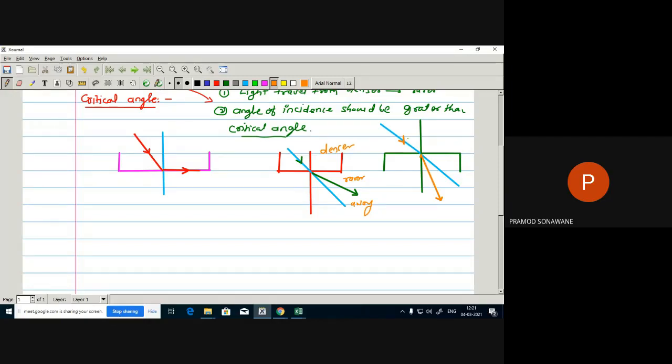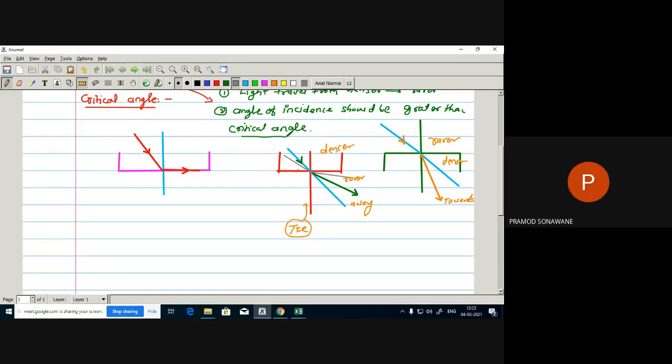When a ray of light travels from a rarer medium to a denser medium, it bends towards the normal. Our case for TIR is this one, where it bends away. Now tell me, when the angle of incidence is increased, what happens? If I increase the angle of incidence further, the refracted ray moves further away.